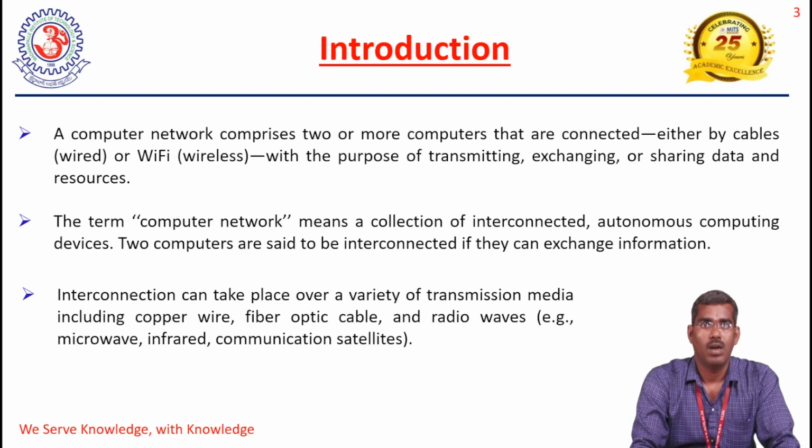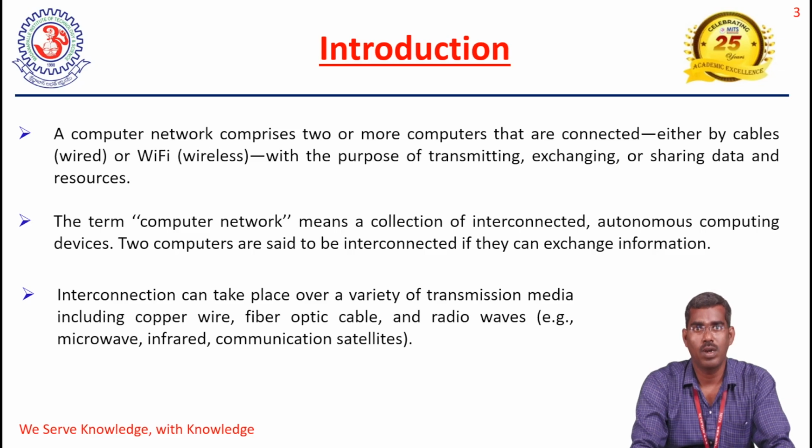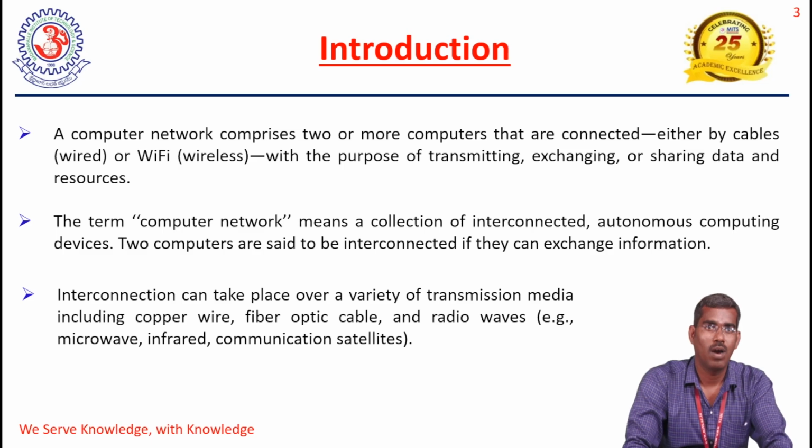So, introduction. What is a computer network? A computer network comprises two or more computers that are connected. We can connect more than two computers, but what's the criteria? They have to exchange information from source to destination or receiver to source, either by cables, that is called wired type, or through Wi-Fi, that is wireless connection, with the purpose of exchanging information and sharing data and resources. Resources may be a computer, network, storage, printers or scanners.